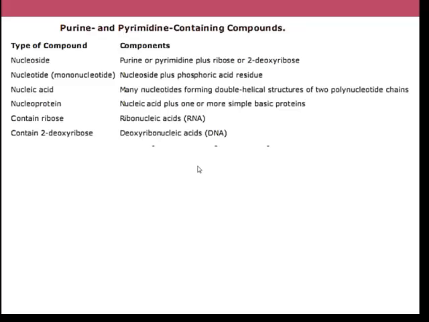We have other examples of purine and pyrimidine containing compounds. For example, for nucleosides, the components are purine or pyrimidine plus ribose or 2-deoxyribose. Nucleotides equal nucleosides plus phosphoric acid or inorganic phosphate. Nucleic acids are many nucleotides forming a double helical structure of 2 polynucleotide chains. Nucleoproteins consist of nucleic acid plus 1 or more simple basic proteins. RNA contains ribose. DNA contains 2-deoxyribose.